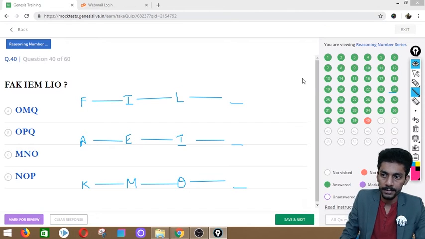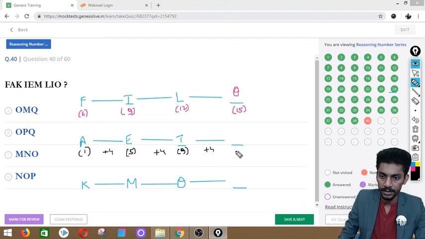F is the sixth letter, I is the ninth letter, L is the 12th letter. You can easily see the pattern 6, 9, 12. Next should be the 15th letter. Which is the 15th letter? It is O. Next, A is the first letter, E is the 5th letter, this is the 9th letter. What is the difference here? Plus 4, plus 4. Next should again be plus 4. 9 plus 4 is 13. What is the 13th letter? It is M.